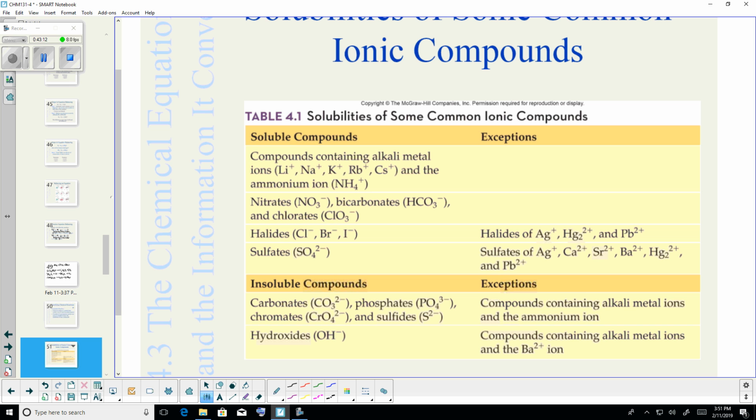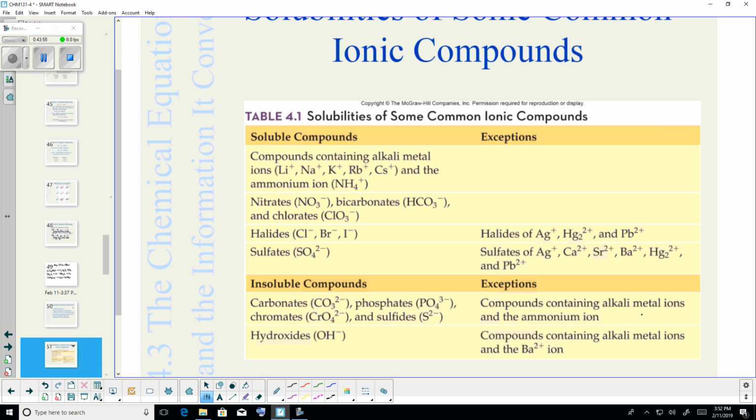This table is in your book. You don't need to copy it down. It's table 4.1. Carbonates and phosphates are insoluble unless they have an alkali metal ion or the ammonium ion. So for example, sodium sulfide is soluble because sodium is in column 1. Barium sulfide is not.